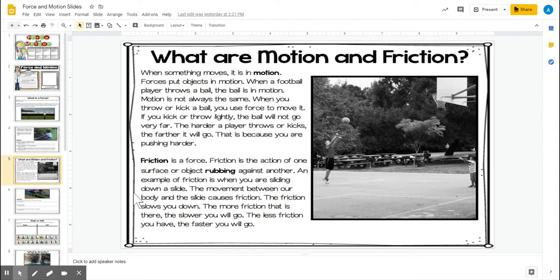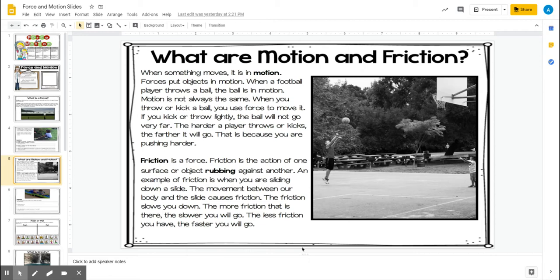The second part, it says friction is a force. Friction is the action of one surface or object rubbing against another. The friction between your body and the slide causes friction. The friction slows you down. The more friction there is, the less far you will go.